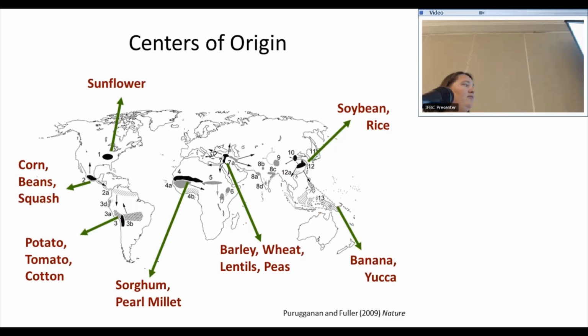In Africa, sorghum and pearl millet were domesticated. In Mesopotamia, a lot of the small grains and the lentils and peas. In China, soybean and rice. And in some of the smaller islands, the bananas and the yucca. Okay? So domestication didn't just happen in one place around the world. It happened in many, many places on many, many different species. And roughly speaking, domestication all started approximately 10,000 years ago, with some species being more recent domesticates, so maybe 3,000 or 4,000 years ago.